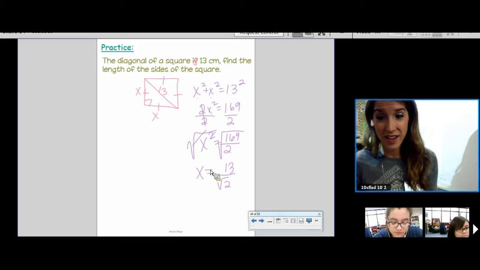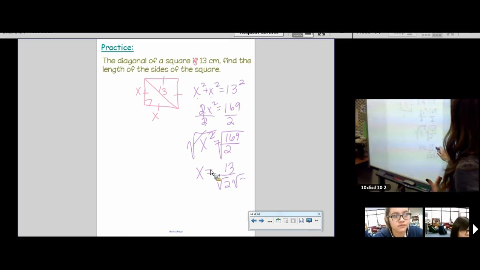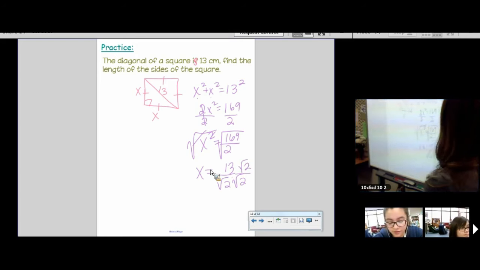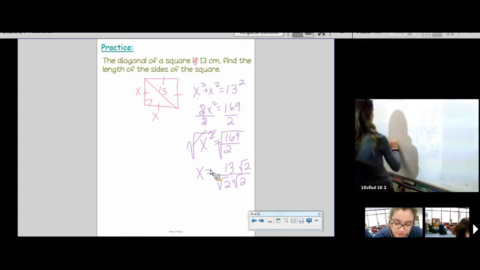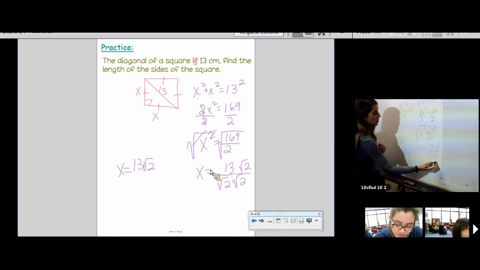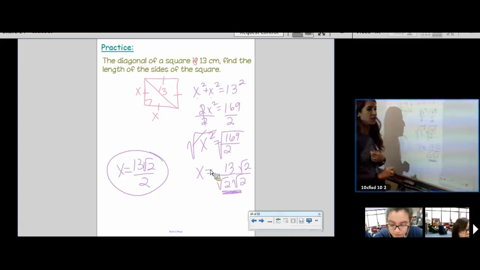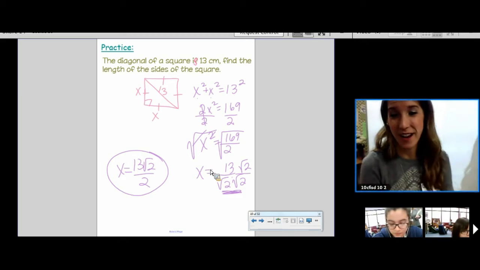Is our answer final? Not yet. We have to do our favorite thing, rationalize. All right, so multiply across the top, and you get 13 root 2. Multiply across the bottom, square root 2 times square root 2 is 2. And that is the reality.